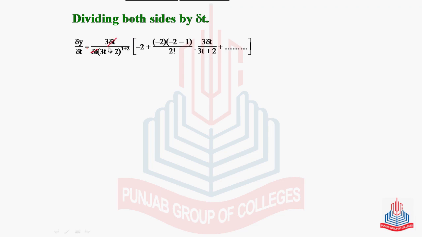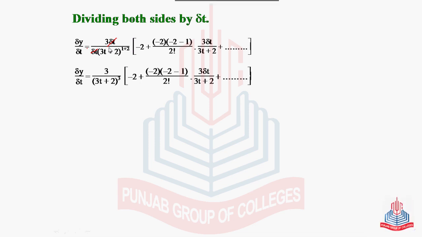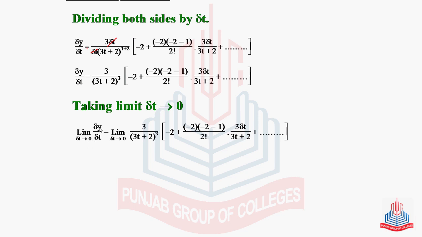This delta t will be cancelled out, so delta y by delta t = 3 over (3t + 2) cubed, and this bracket portion will remain the same. Now taking the limit as delta t approaches 0, the limit of delta y by delta t equals the limit as delta t approaches 0 of 3 over (3t + 2), and this one again the same thing. Now the left side will become dy by dt, not dx, because the independent variable is t instead of x, so that will become dy by dt. And on the right hand side, applying delta t approaches 0, the whole terms except this first term will become 0.